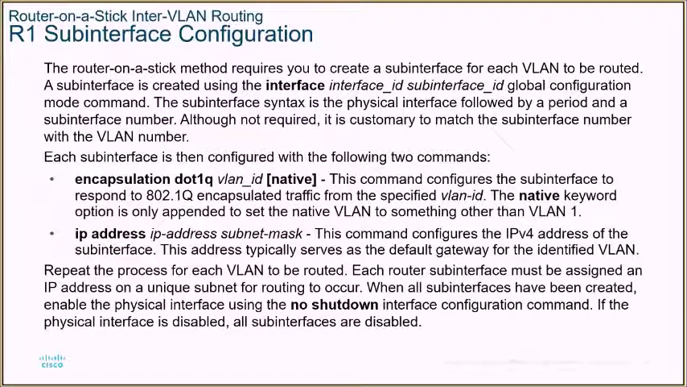So, of course, then you need to set an IP address for that subnet. Of course, it needs to be for that particular VLAN. So you repeat the process for each VLAN that needs to be routed. Each router sub-interface must be assigned an IP address on a unique subnet for routing to occur. When all sub-interfaces have been created, you then configure the physical interface by just turning it on with no shutdown. And then as long as your trunk links up and is talking to the switch, it will work.